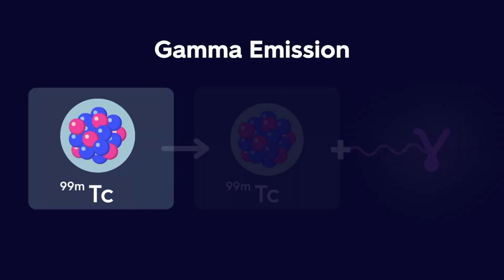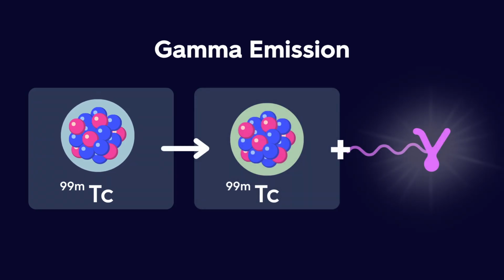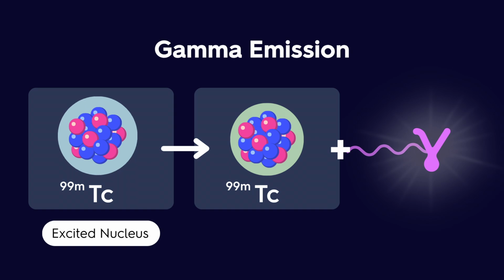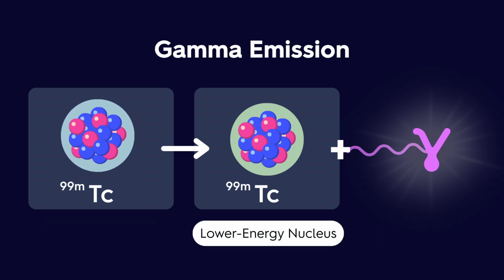There is also an important edge case. In gamma emission, the nucleus releases energy, but does not change into a different element. Think of it as an excited nucleus calming down to a lower energy state.